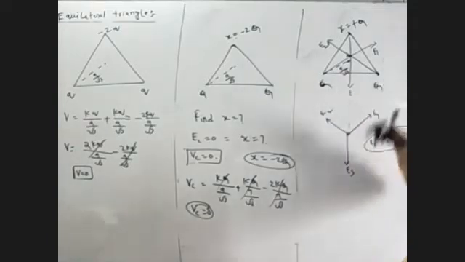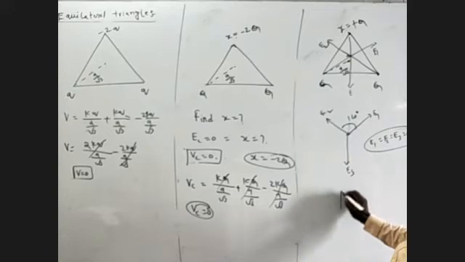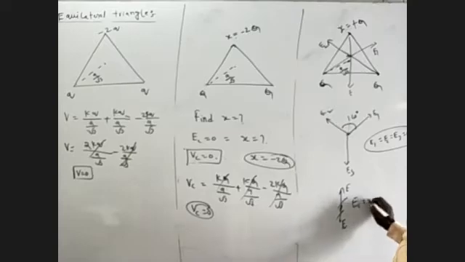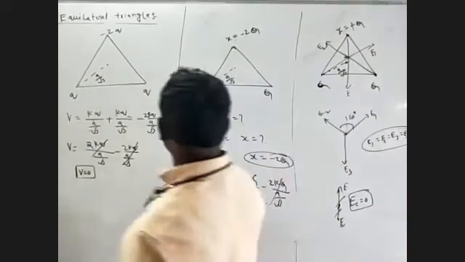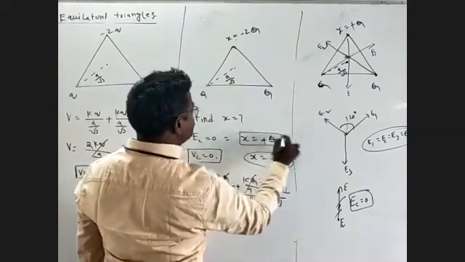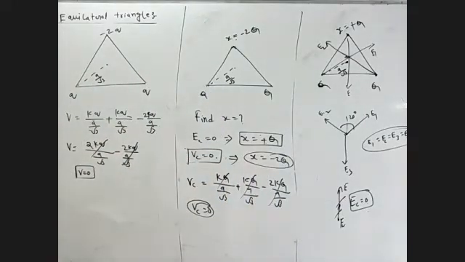Why? Because the distance between the charges is the same, and the angle is 120 degrees. That is E here. Both are in the opposite direction. E at the center is equal to 0. Your answer is here: for EC equal to 0, X is equal to plus Q. That is your answer. For the potential one, X is equal to minus 2Q. This is an important model problem. Next model, square.